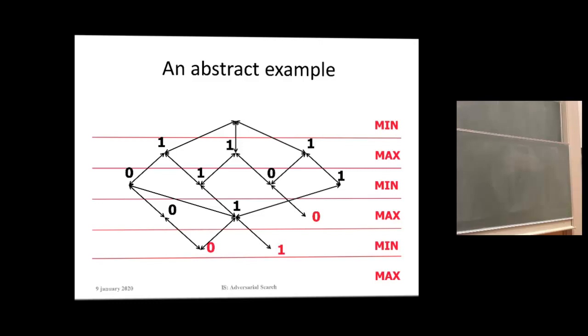If it chooses the middle one, it will be a 1. And if it's the right one, it chooses a 1. So the min-max value of this node is a 1. So it shows that Max will win. And let's see how this then works out in a strategy.